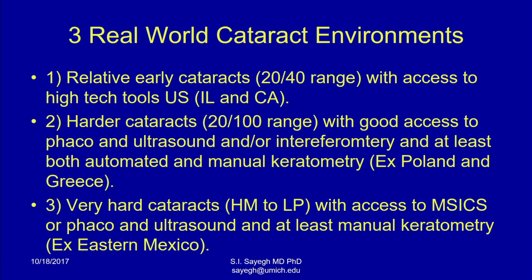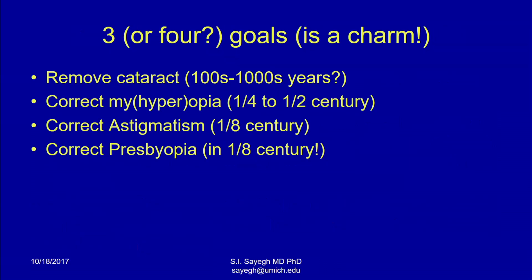And then the very hard cataracts, which is HM, meaning hand motion. They can only see the hand move, or light perception, which is they can only see the light, right? They cannot see numbers, they cannot see letters, they cannot see your fingers, they cannot see your hand move. It's just whether there is a light or not. And this is from a cataract. This is typically represented by eastern Mexico, certain places like the state of Oaxaca where I've operated, and I do have collaborators there.